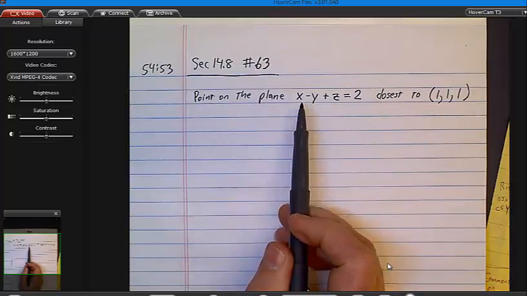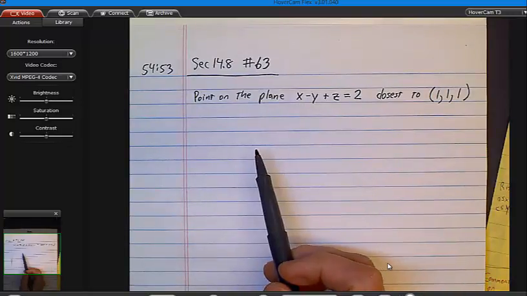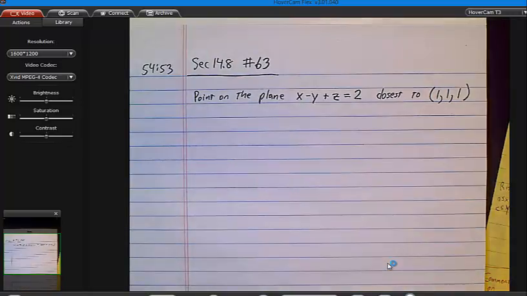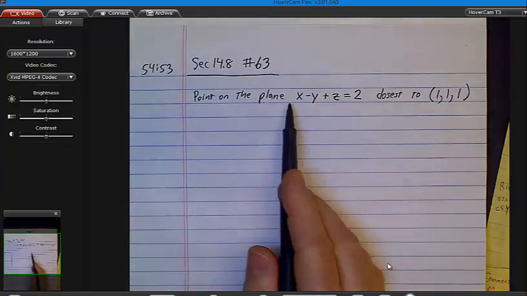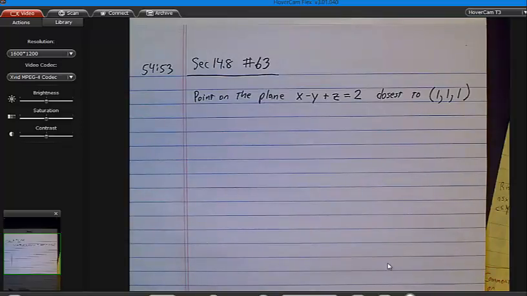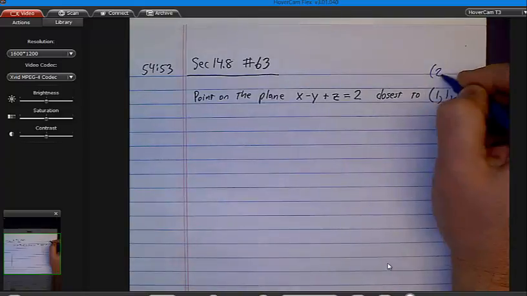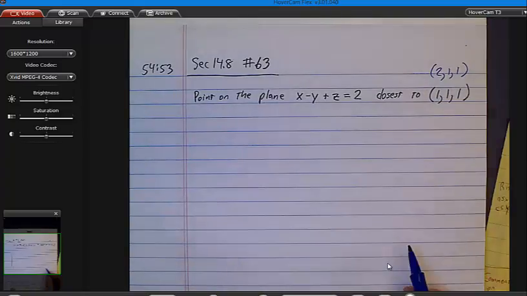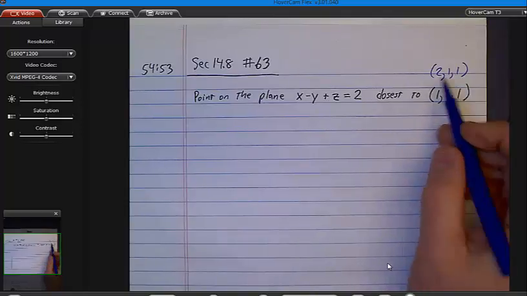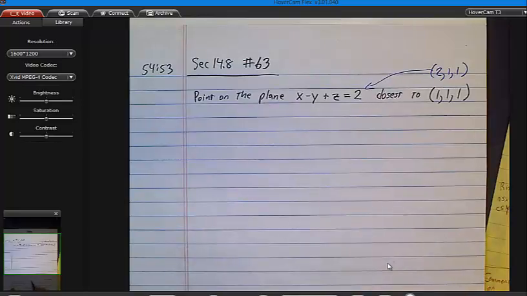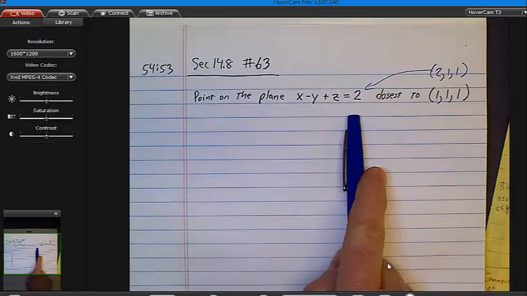Not quite. 1 minus 1 is 0, plus z is 1. Oh, so they're 1 apart. No. Right? I mean, if only it were that simple. Although if you think about it, maybe the answer is (2, 1, 1). That's on the plane. Or (1, 0, 1). Then you get to write 1 plus 1 is 2, and you don't get to do that in Calc 3 class very often.